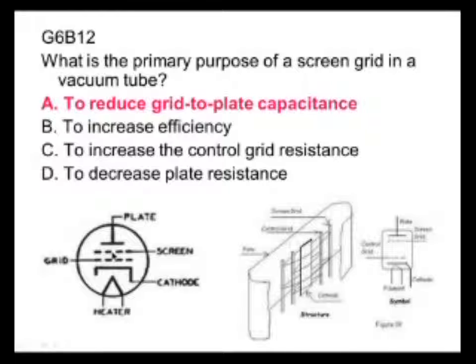By adding the screen grid in here, we can reduce that capacitance, which is desirable, especially as you get into higher frequency radio frequency circuits. So the purpose of the screen grid is to reduce the grid to plate capacitance. And you can think of this as just adding an additional capacitor in series with the capacitance that's already there between the grid and the plate. And you'll remember when you put capacitors in series, you reduce the capacitance.